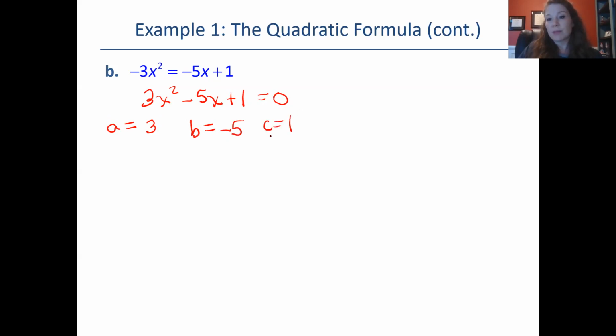Now the quadratic formula, you guys, you're going to have to memorize it for the test. When you get the test, it's not going to be printed on it. So you're going to have to know the quadratic formula. So you can sing your little song: negative b, plus or minus the square root of b squared minus 4ac, all over 2a.